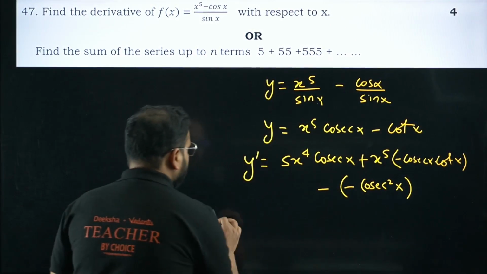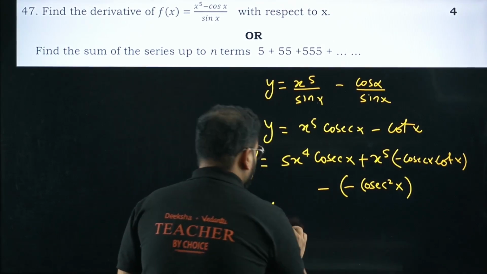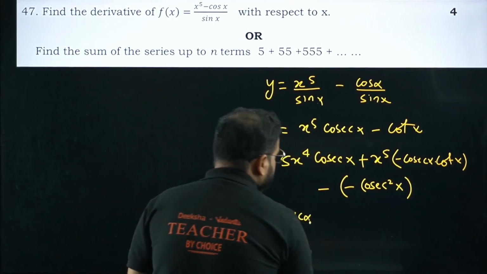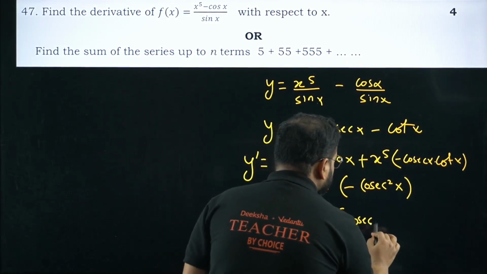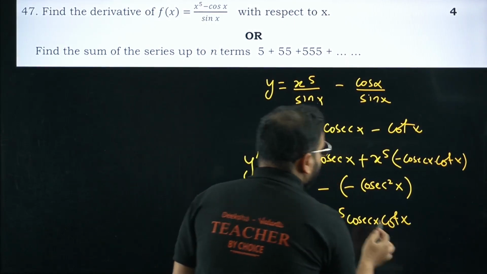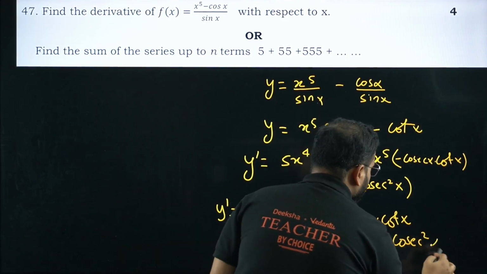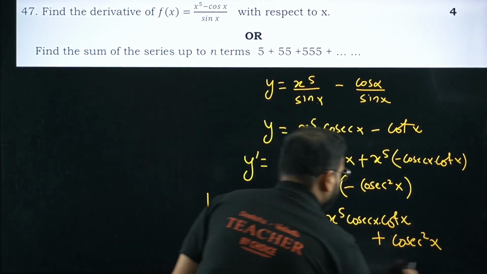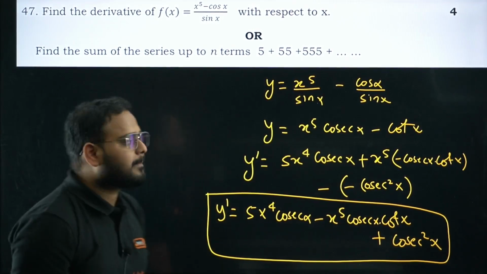Check this out. Your answer will come as y' = 5x⁴ cosec x minus x⁵ cosec x cot x, and here plus cosec² x. This is your answer. Have a look. This is clear, right? This is all okay? Please check.